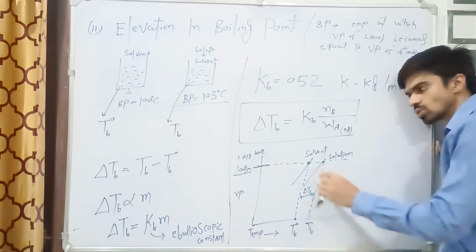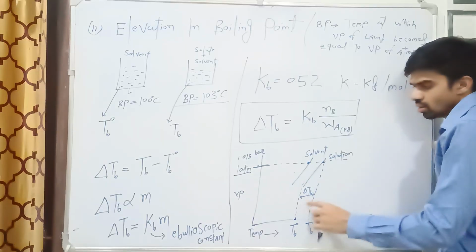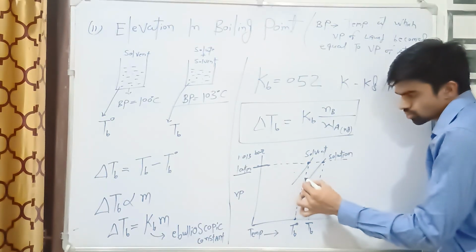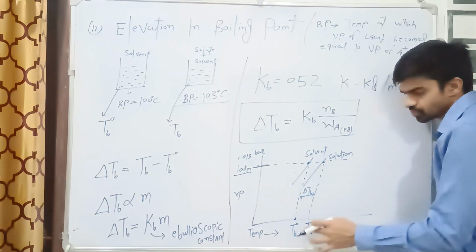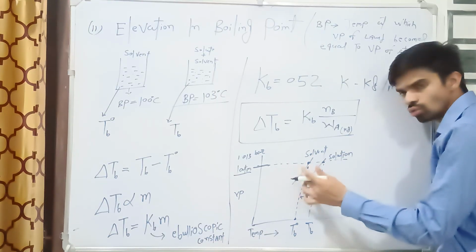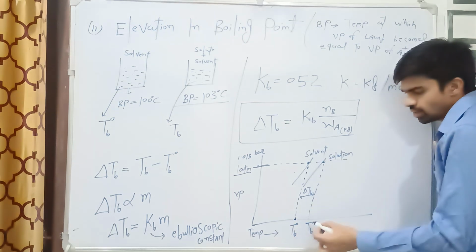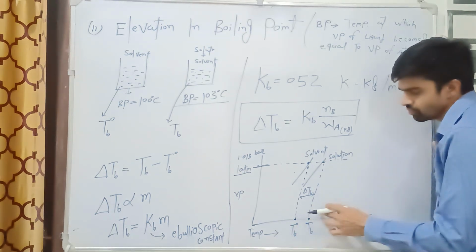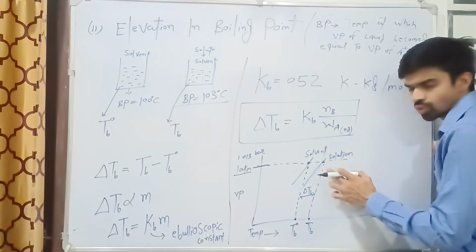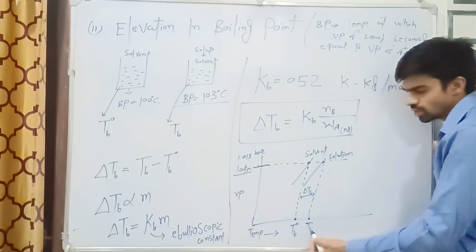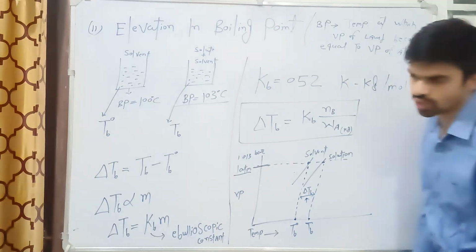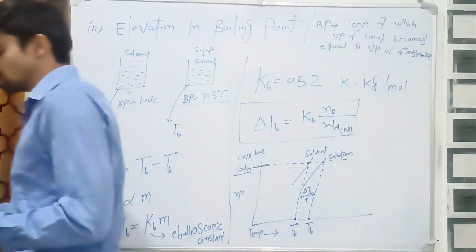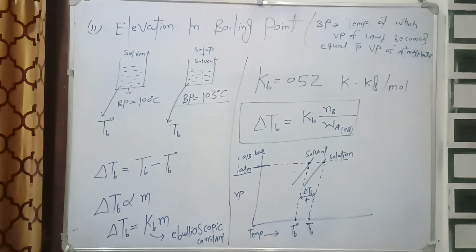Now we will get the solution before, because solution will get vaporized at lower temperature, and after that we will get the boiling point of solution, and the change between both is called the elevation in boiling point. So this is all about elevation in boiling point. Okay.